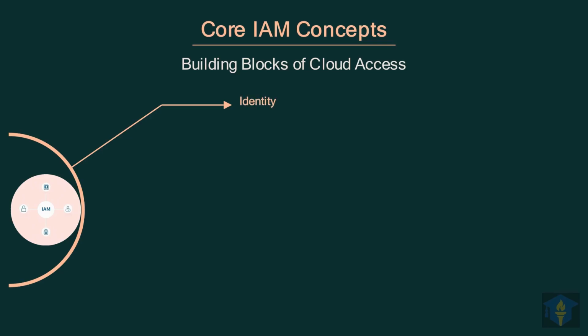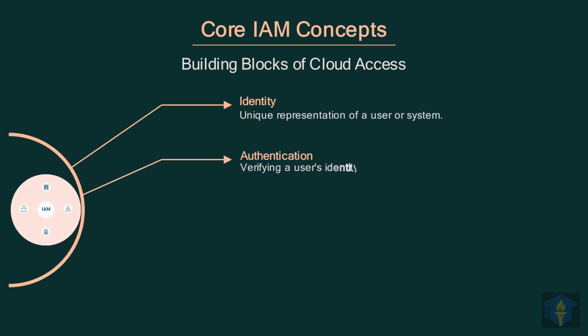First, we have identity, which represents a unique user or system trying to access resources. An identity is simply a unique representation of any user or system interacting with your cloud. Next is authentication, the critical step of verifying that an identity is indeed who it claims to be. Authentication is the process of verifying a user's identity, often through passwords or other credentials.